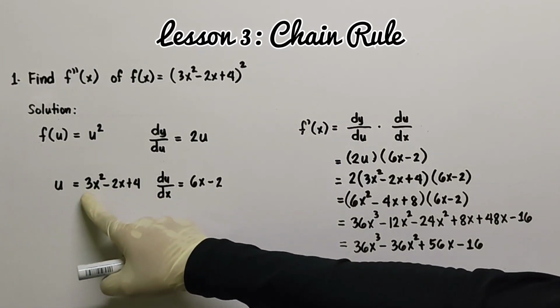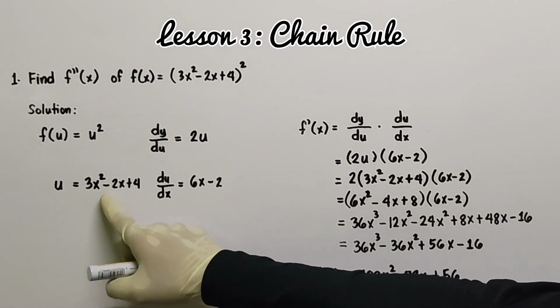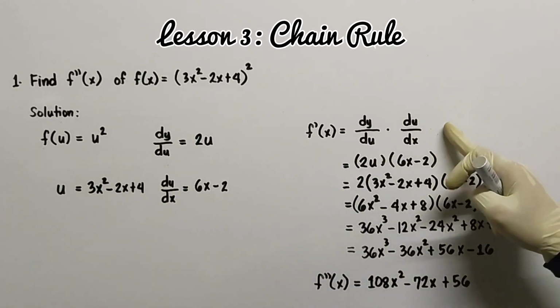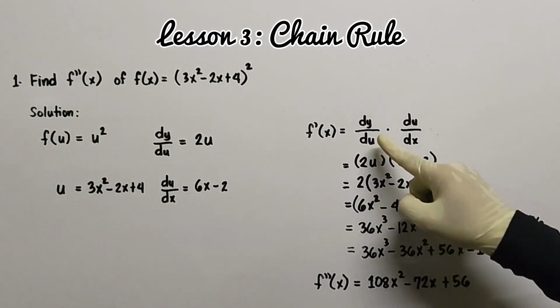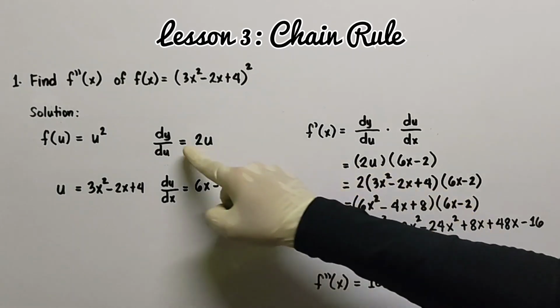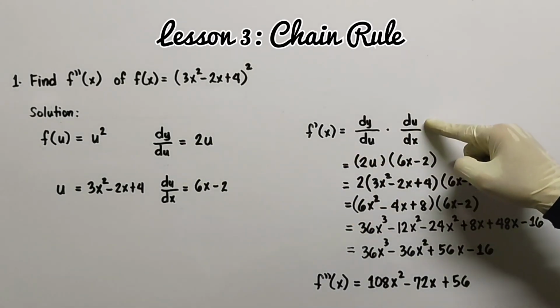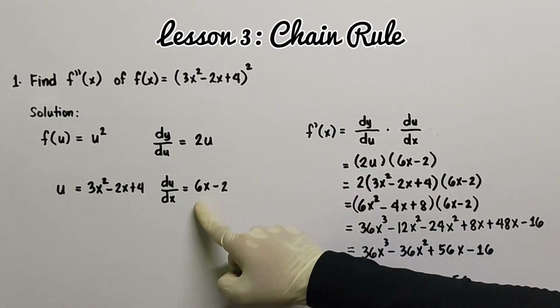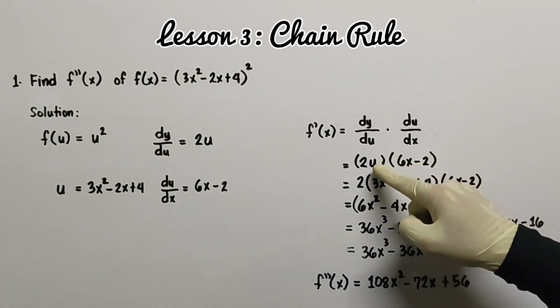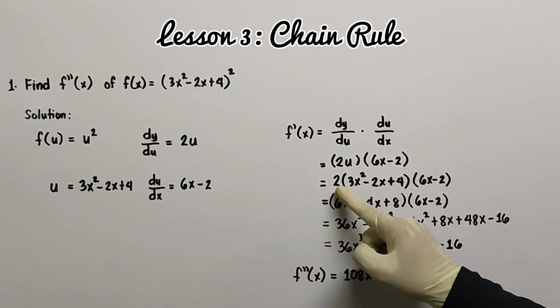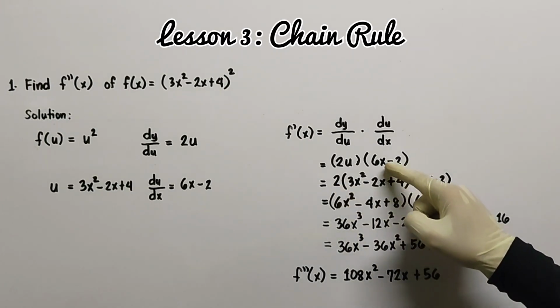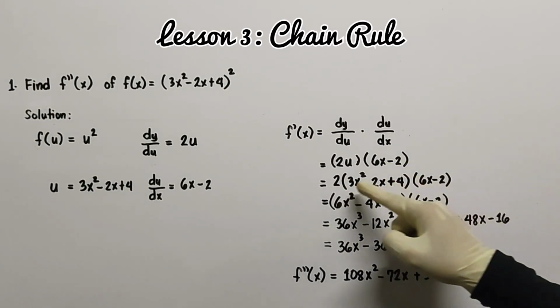And the derivative of this function is 6x minus 2. By using this formula in the chain rule, we have the derivative of y is 2u, this one, and the derivative of u over dx is 6x minus 2. We will now substitute u by this trinomial. So we have 2 times this trinomial times 6x minus 2.